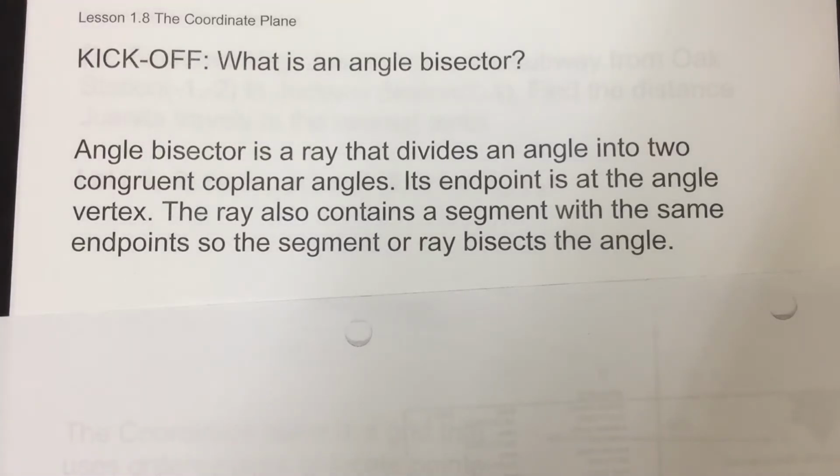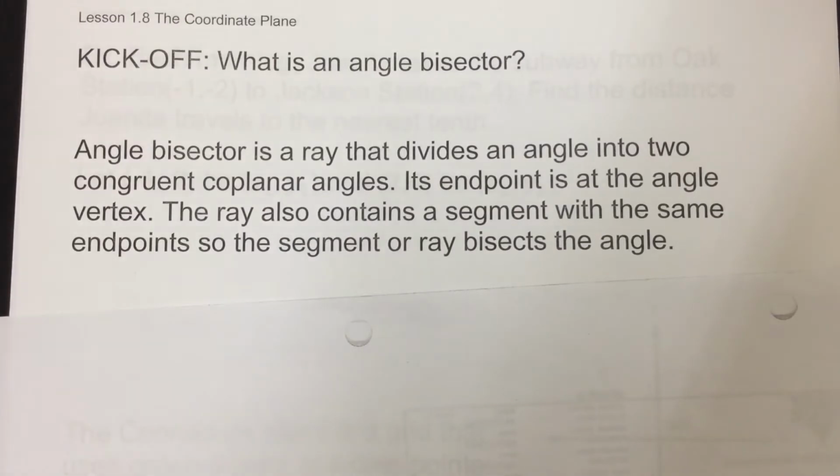All right, so lesson 1-8, the coordinate plane. So the kickoff here, what is an angle bisector? Well, an angle bisector is going to be a ray that divides an angle into two congruent coplanar angles. Its endpoint is the angle vertex. The ray also contains a segment with the same endpoints that the segment or ray bisects the angle.